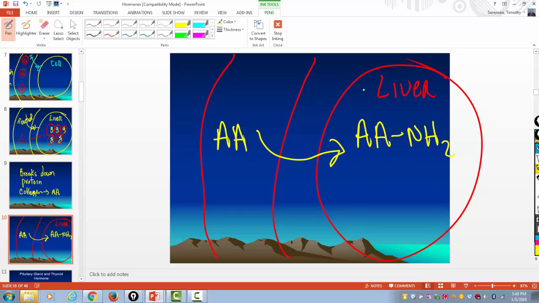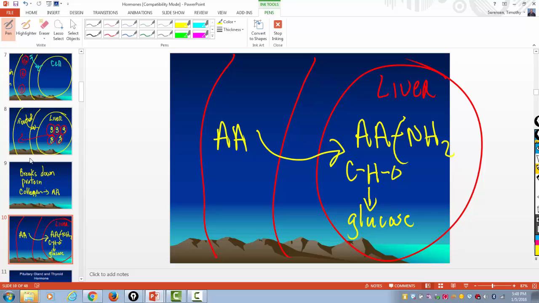So what the liver does is it hacks off that amino group and then takes the carbon, hydrogen, oxygen skeleton that's left from the amino acids and converts that to glucose through a process called gluconeogenesis. Remember that? And that elevates your blood sugar.